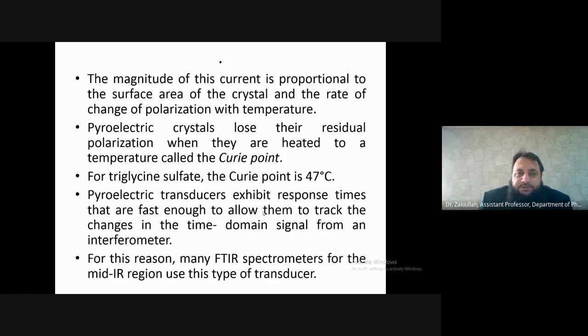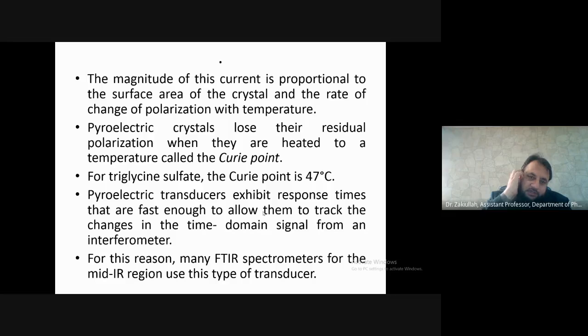the rate of change of polarization with temperature. Now, pyroelectric crystals lose their residual polarization when they are heated to a temperature called the Curie point. The Curie point is the point beyond which these materials lose current. That is, there will be no current beyond that temperature. When they reach that temperature, they will have no current. For triglycine sulfate, the Curie point is 47. So they should be operated below 47. When they reach 47 degrees centigrade, they will not work.